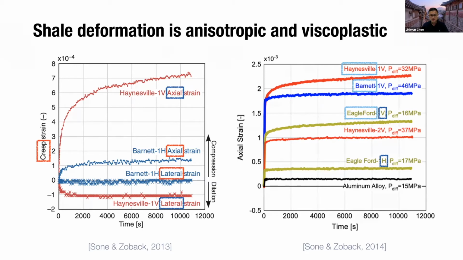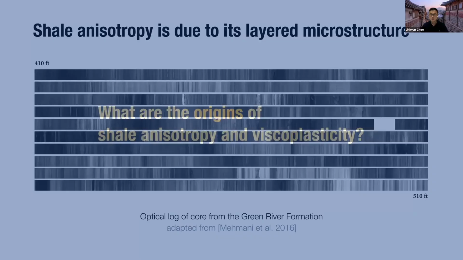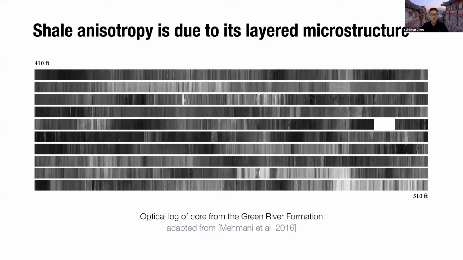Then what are the origins of this shale anisotropy and viscoplasticity? The answer is their microstructure. Shale anisotropy is due to its layered microstructure. Here I'm showing an example optical log of core from the Green River Shale Formation over about 100 feet. Throughout this core, shale shows continuously layered structure, which is repeated over its depth. So because of this layered structure, shale inherently shows anisotropy, specifically transverse isotropy.